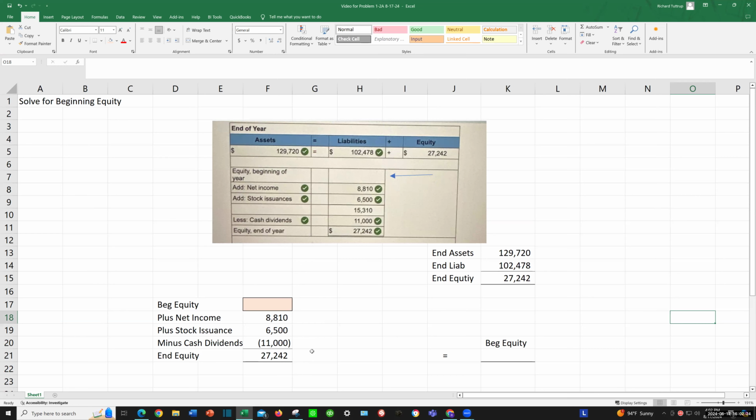Now, this is what I do. I want to isolate the box by itself so I can solve the box. So I need to get rid of these three numbers. So here I've got a plus 8810, right? Well, to get rid of it, I do a minus 8810. And when I do that, guess what? We get rid of that number.